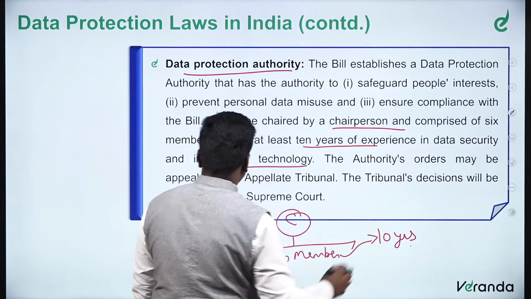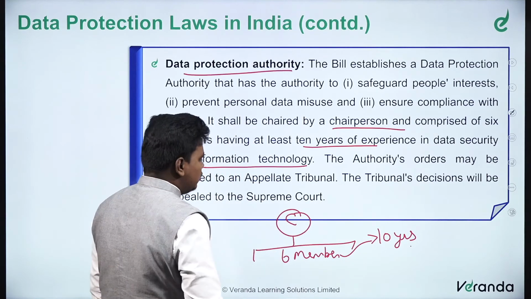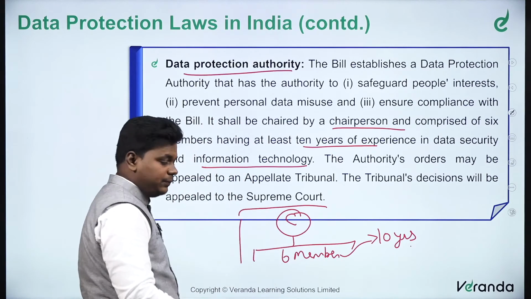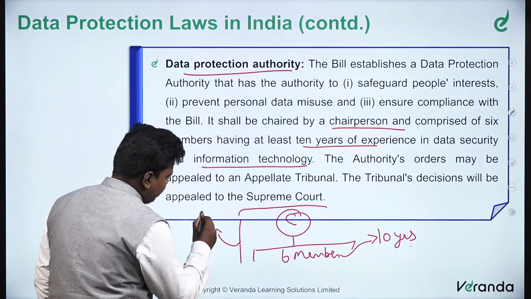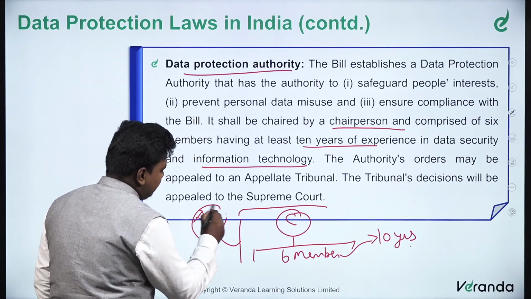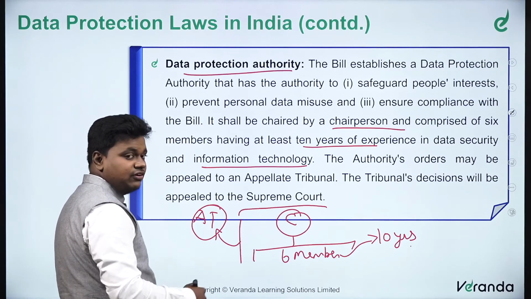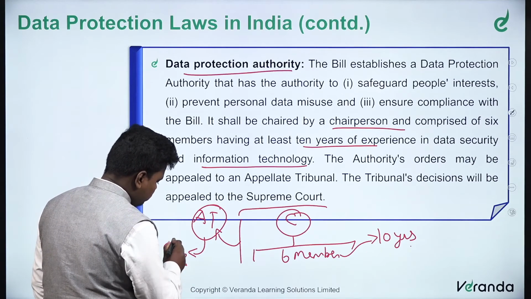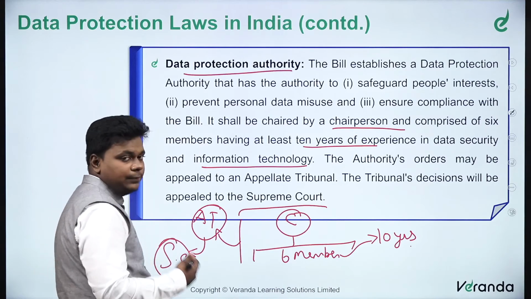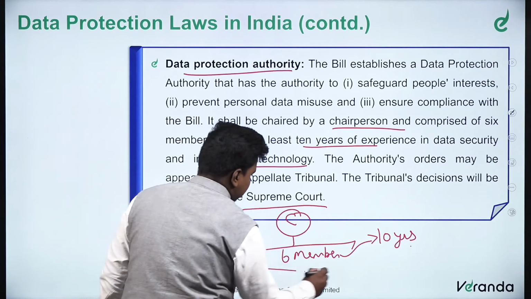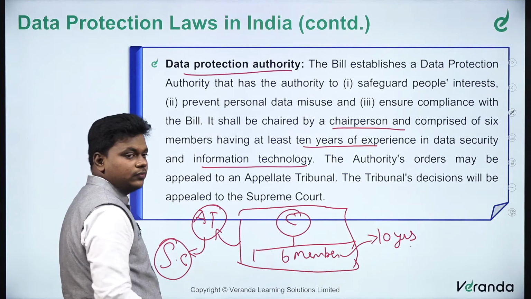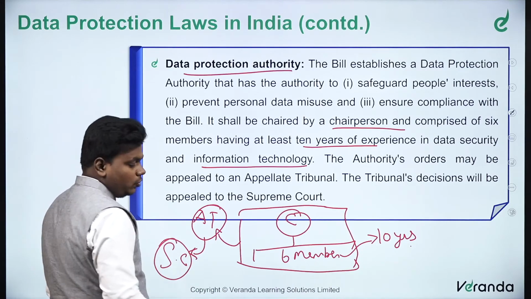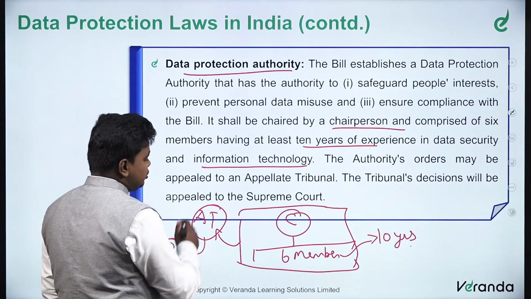The authority's orders may be appealed to an appellate tribunal. So, if an order of this authority is against a person, he can appeal it to an appellate tribunal. After that, there is a further process of appeal that can be made in the Supreme Court, which is the highest body of appeal. So, if the authority gives a wrong decision, we can go to the appellate tribunal, and then we can also appeal in the Supreme Court if we are not okay with the decision of the appellate tribunal.